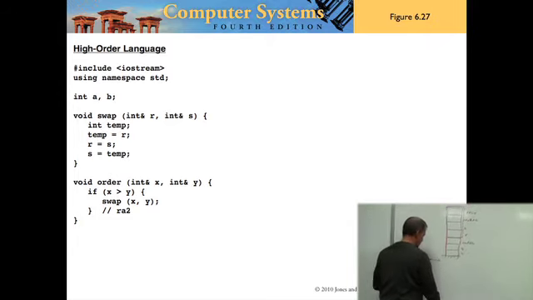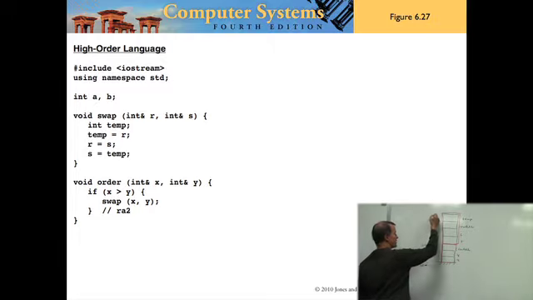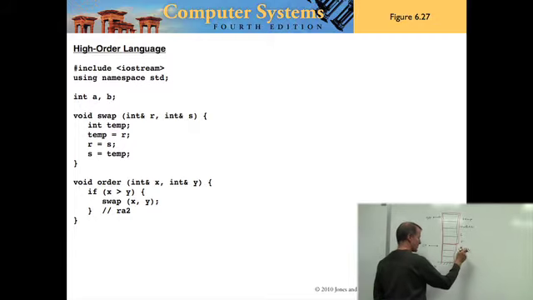Is everybody clear? So at one point in time, SP will be here. At another point in time, SP will be here when we are in order, right? And at another time, SP will be here. Is everybody clear? Okay, so we can remember this is when we're in order, and here's when we're in swap.